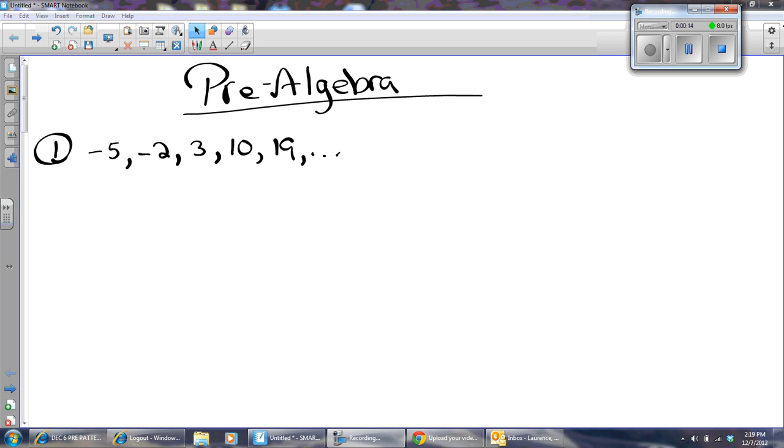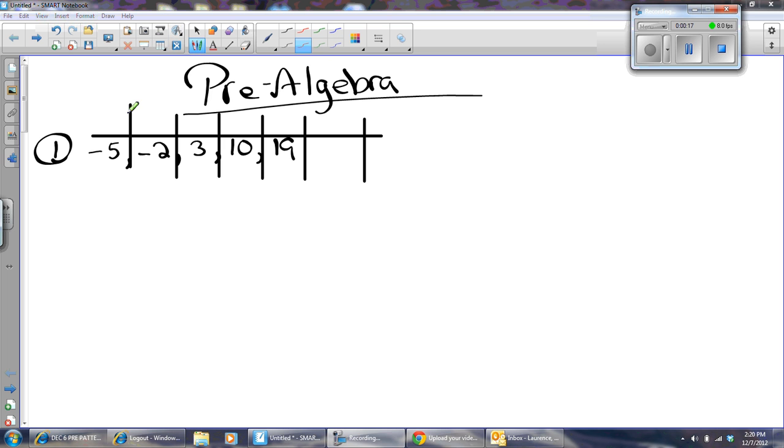We're going to make a table. Oh, maybe I should make my tables up ahead of time. Okay, and so there, -5 is my first term. There's my second term, my third term, my fourth term, my fifth term, and I'm looking for the nth term.